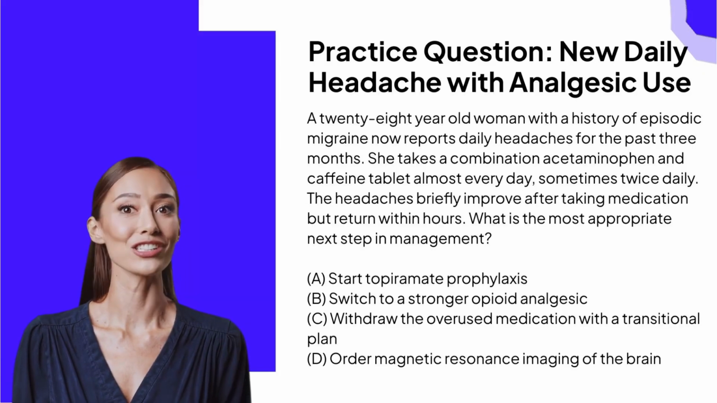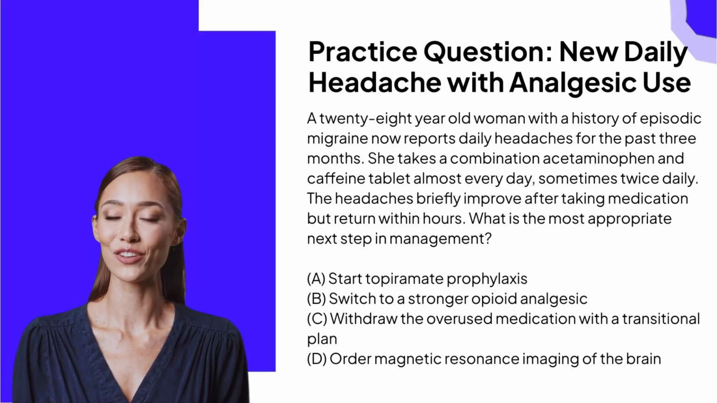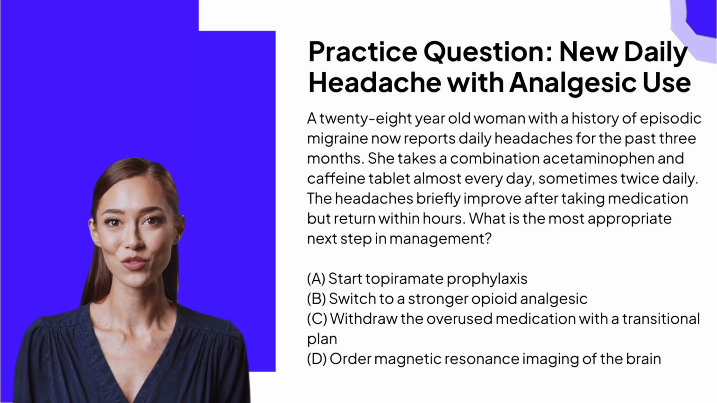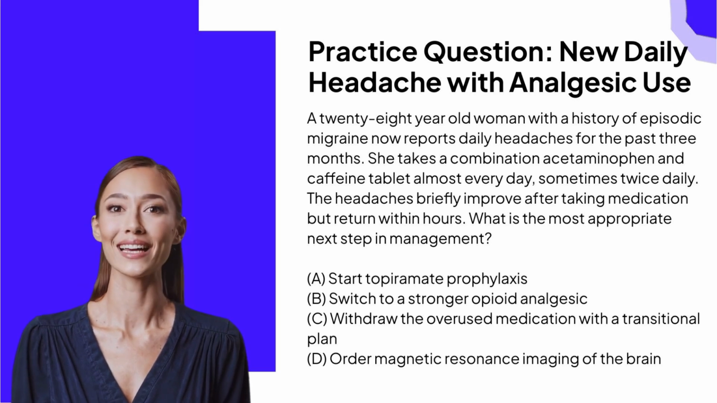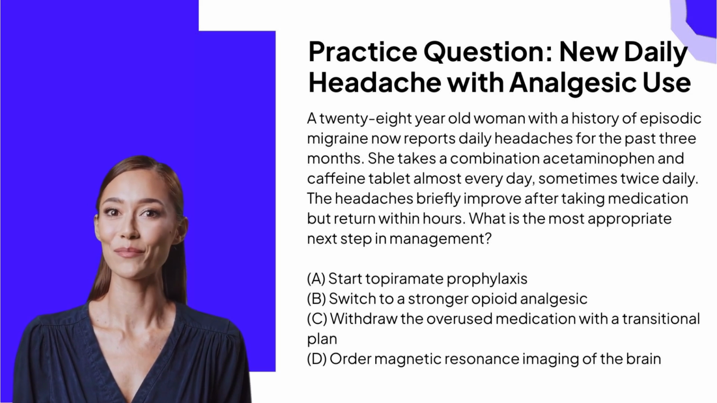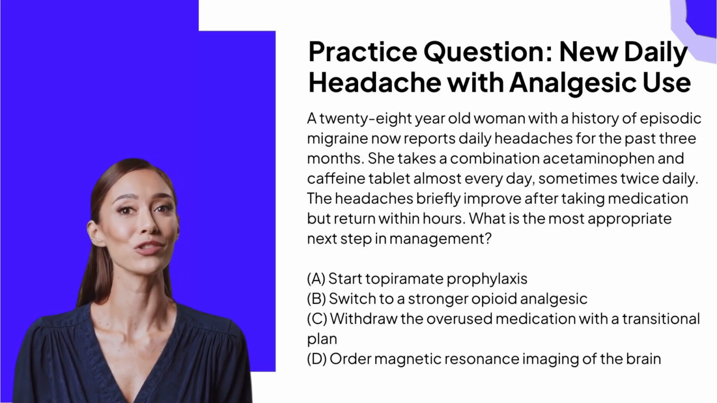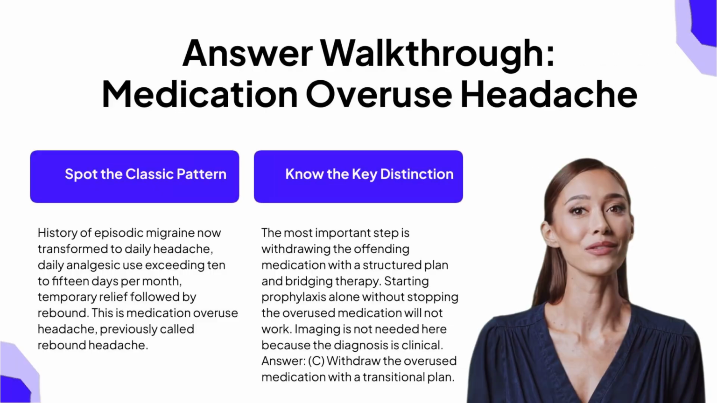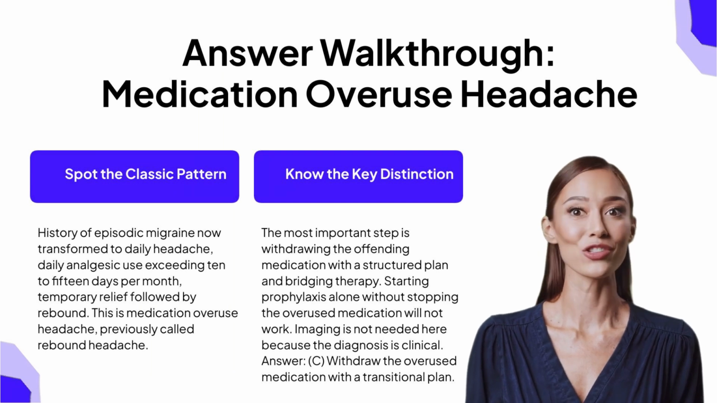Here is your third practice question about medication overuse headache. Read the stem carefully. This patient has a known history of episodic migraine that is now transformed into daily headaches. She is taking a combination analgesic almost every day. The headaches briefly improve after taking the medication but return within hours. This is the classic rebound pattern. Think about what the most important next step would be. Let us walk through the medication overuse headache answer.